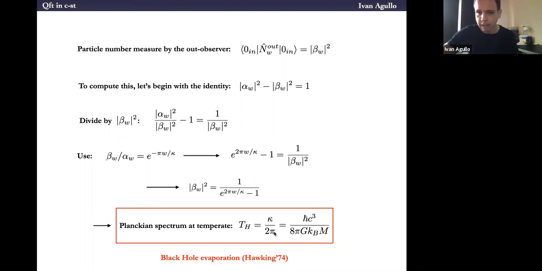I imagine that Alex emphasized this a lot, but I just want to emphasize it further. The black hole loses mass because it emits radiation and eventually will evaporate.